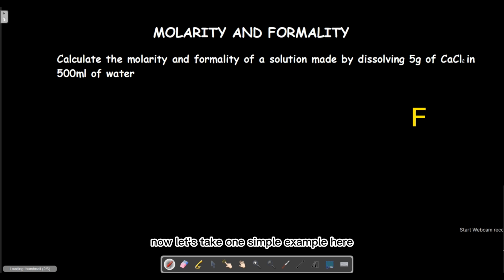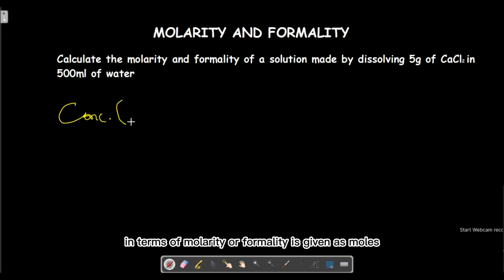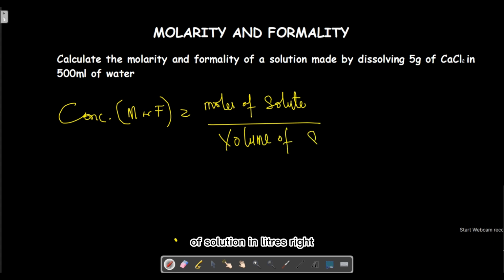Now let's take one simple example here. This question says, calculate the molarity and formality of a solution made by dissolving 5 grams of calcium chloride in 500 ml of water. Now we know concentration in terms of molarity or formality is given as moles of solute over volume of solution in liters.